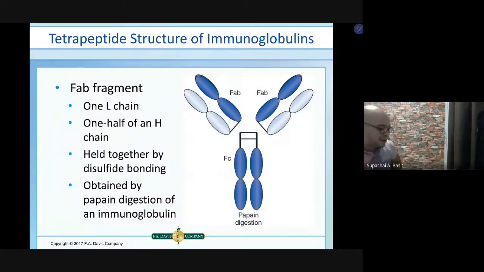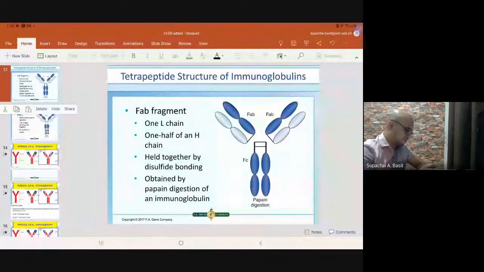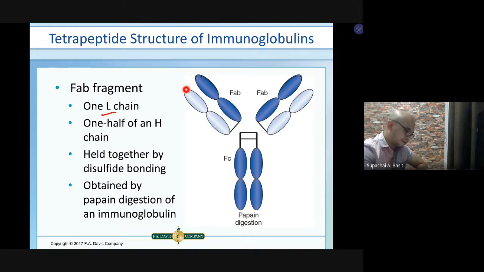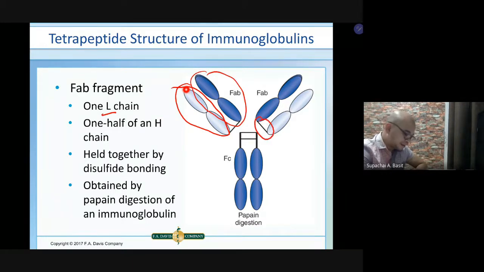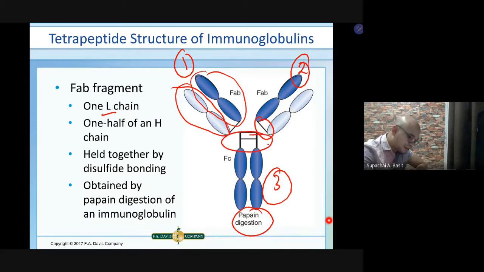So to dissect more about the FAB fragment, a while ago I told you that it is made up of one light chain. So this is the light chain and one half of the heavy chain, and they are being held together by the disulfide bond. The reason why there are three fragments is because of digestion with the enzyme papain. So the cut is actually at the hinge region. So this is the hinge region.